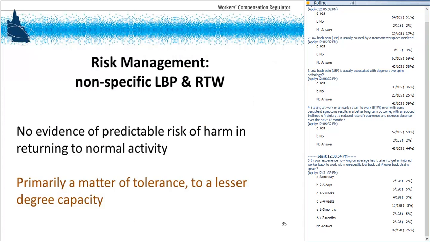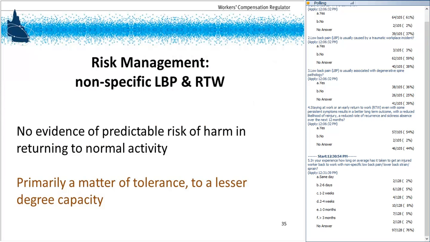So now I want to move on to some risk management issues, and this is what, in my practice, I'm frequently asked to provide advice on. So we're talking about non-specific low back pain here, as opposed to a situation where there is objective, significant pathology. So, for example, a disc prolapse where there's a nerve root compression.